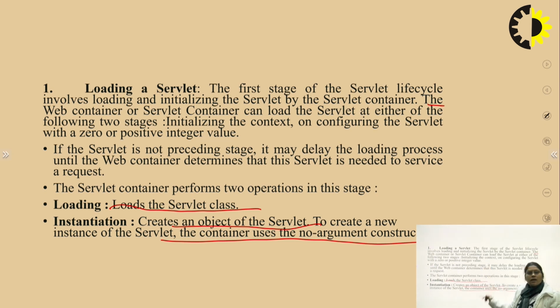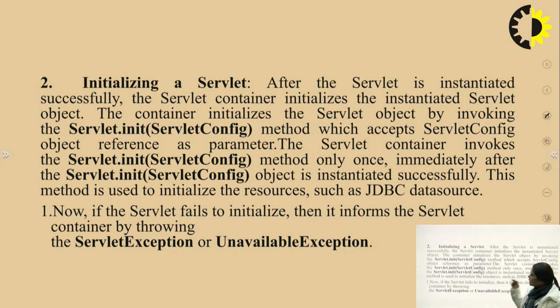So in the first step, we have to load the servlet through the web container, which means we have to create the object. One object is created by the web container. Once the servlet is loaded, we have to initialize the servlet. This is your second step. After the servlet is loaded successfully, the servlet container initializes the servlet object.